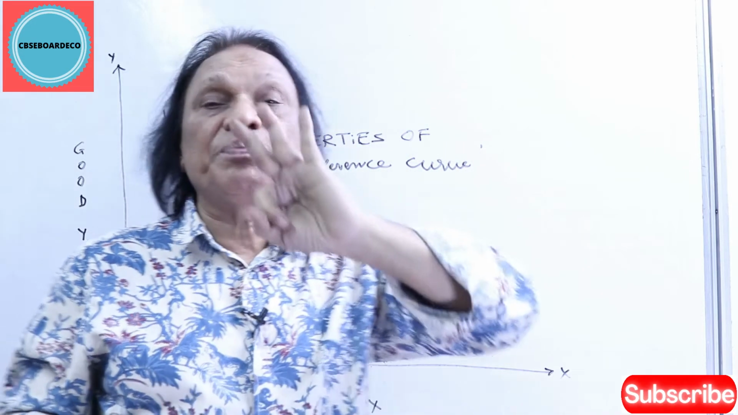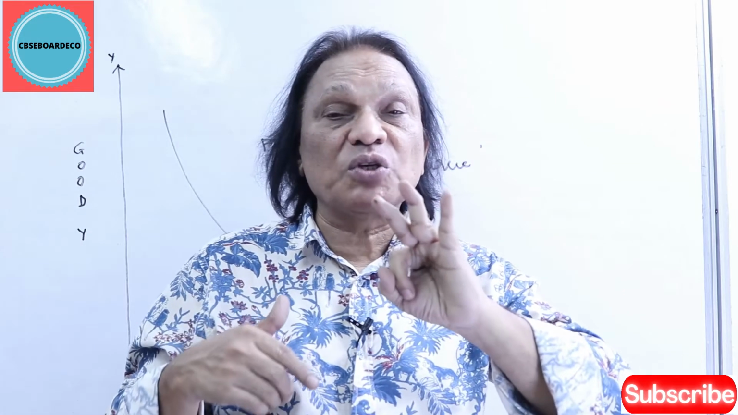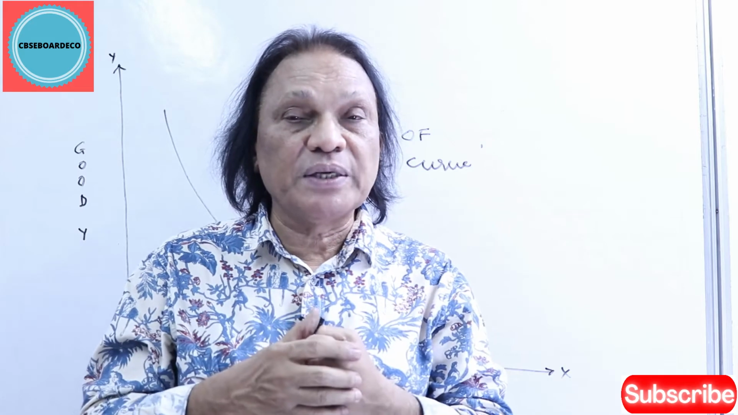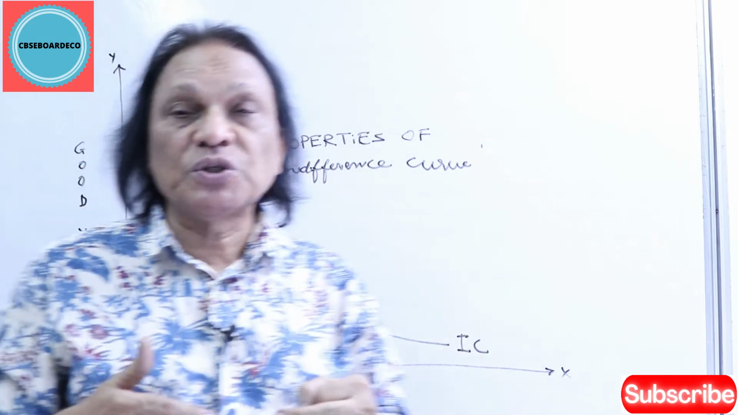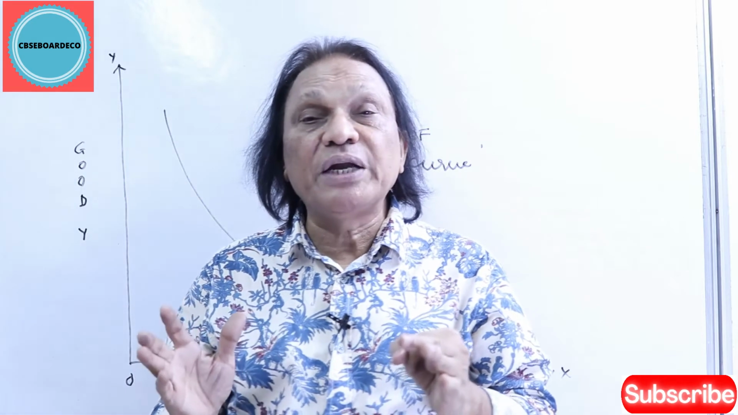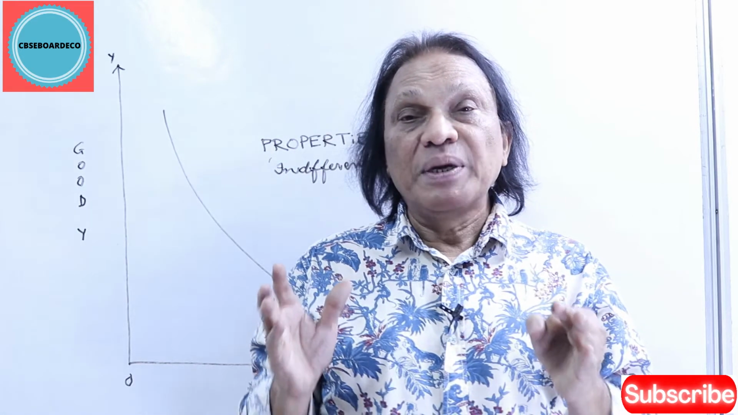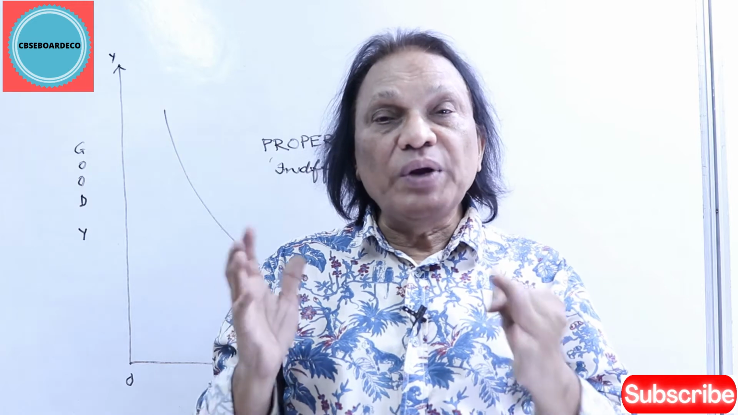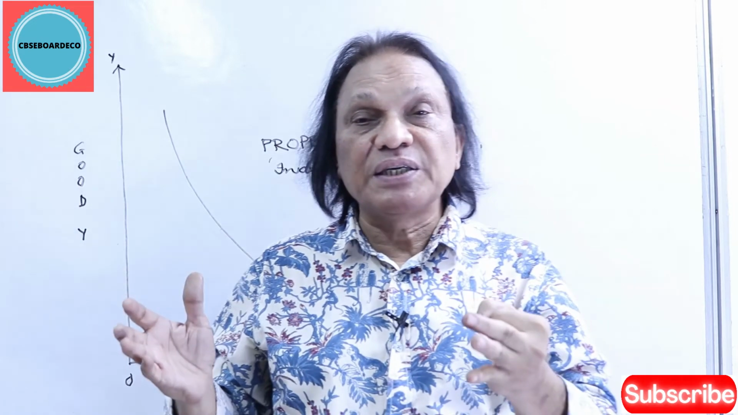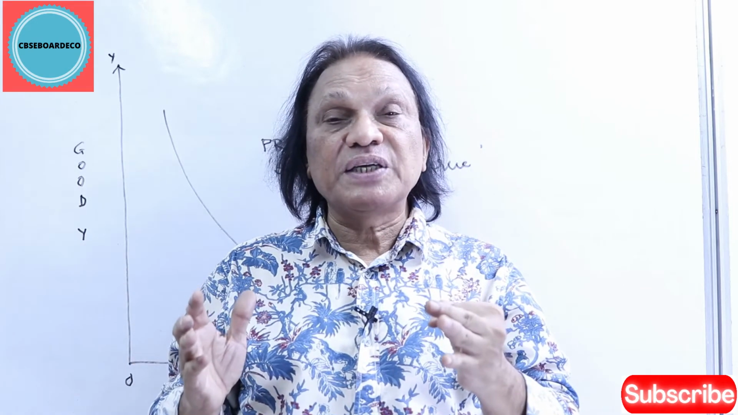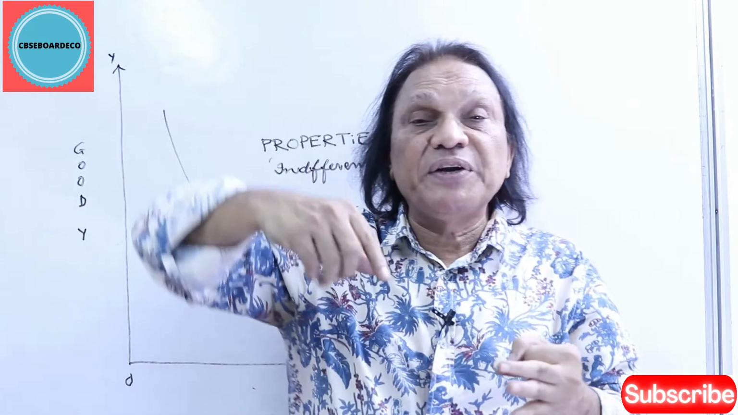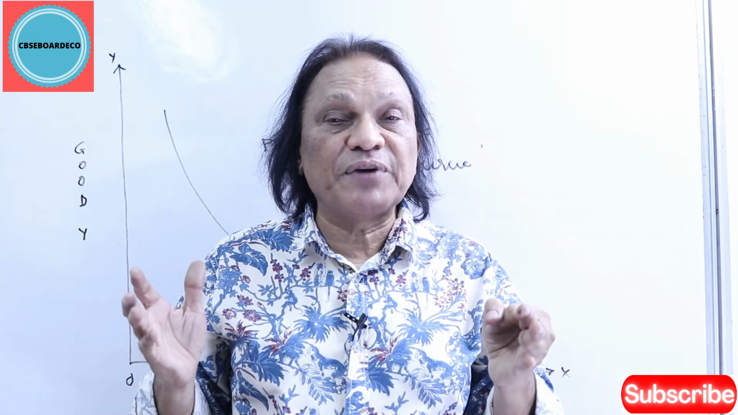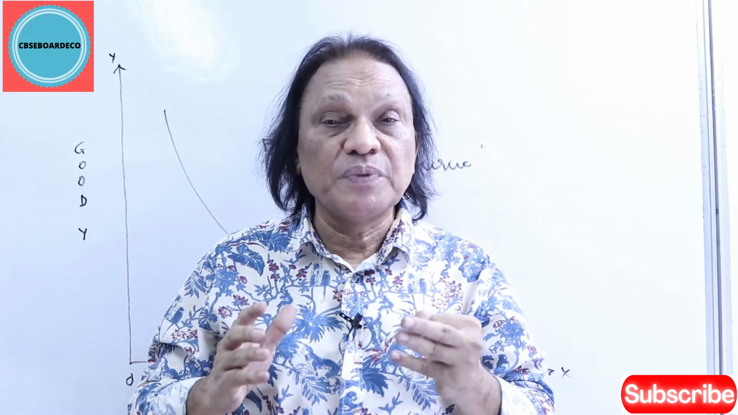The first point is downward sloping, the second point is convex to the origin. Another most important point, of course this is not in the graph, I'll show you separately: two indifference curves never intersect each other. Why? Because at the point of intersection, both the curves would give you equal satisfaction, which is not possible.